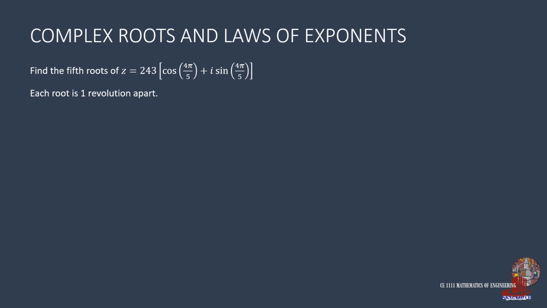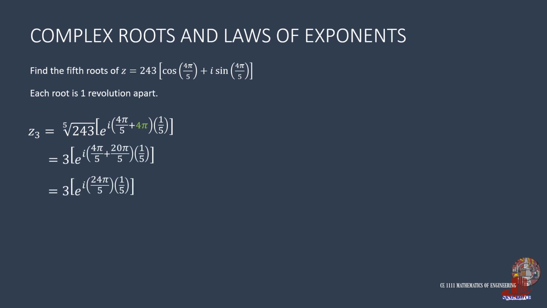The third root has 2 revolutions or 4 pi added. 4 pi is equivalent to 20 pi over 5. So add theta and get 3e raised to i times 24 pi over 5 multiplied by 1/5. Z3 is therefore taken as 3e raised to i times 24 pi over 25.